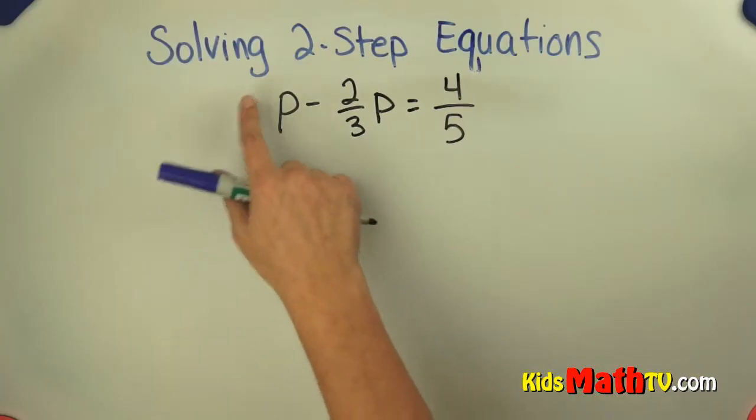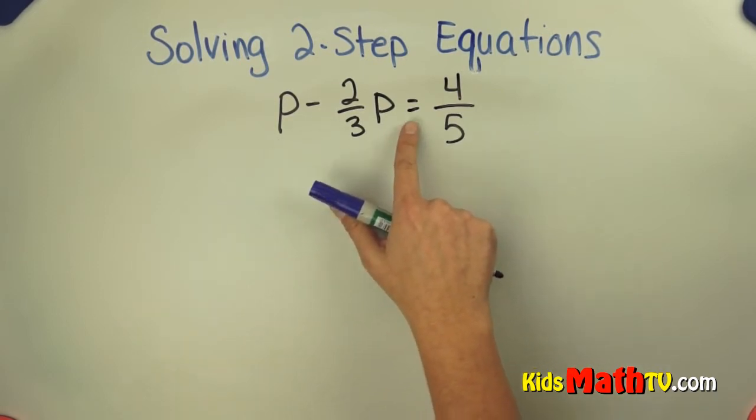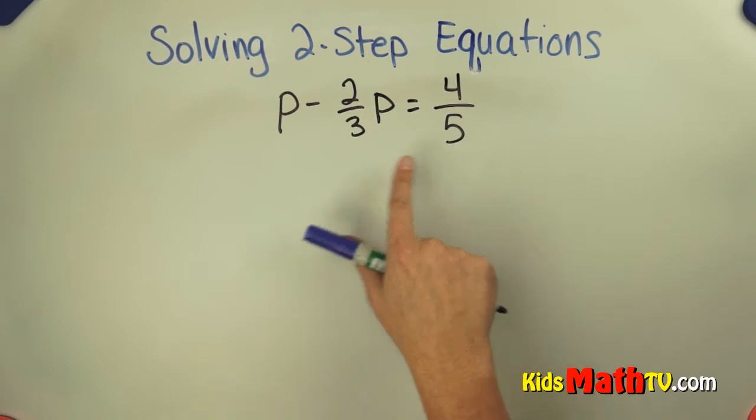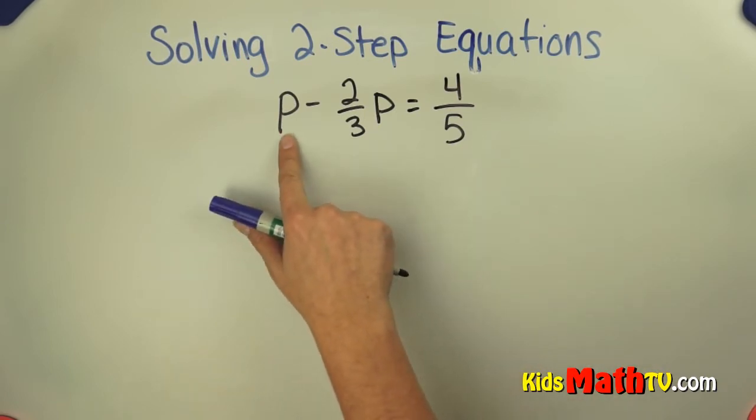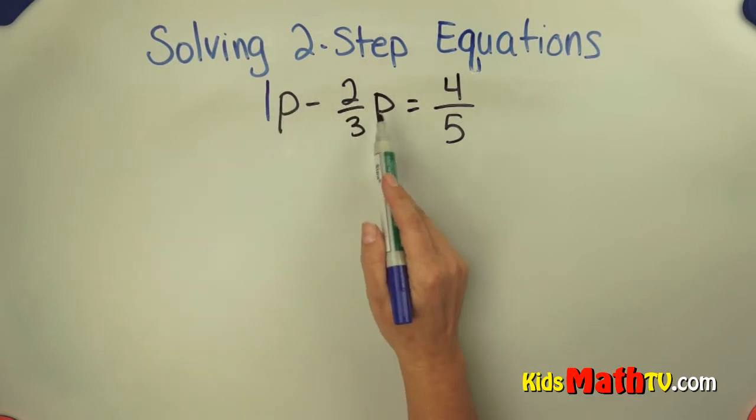In this lesson, we will be solving a two-step equation. So here I have p minus 2/3 p equals 4/5. I'm going to use the distributive property. I see p, this is like with a 1. This is 1p and 2/3 p.